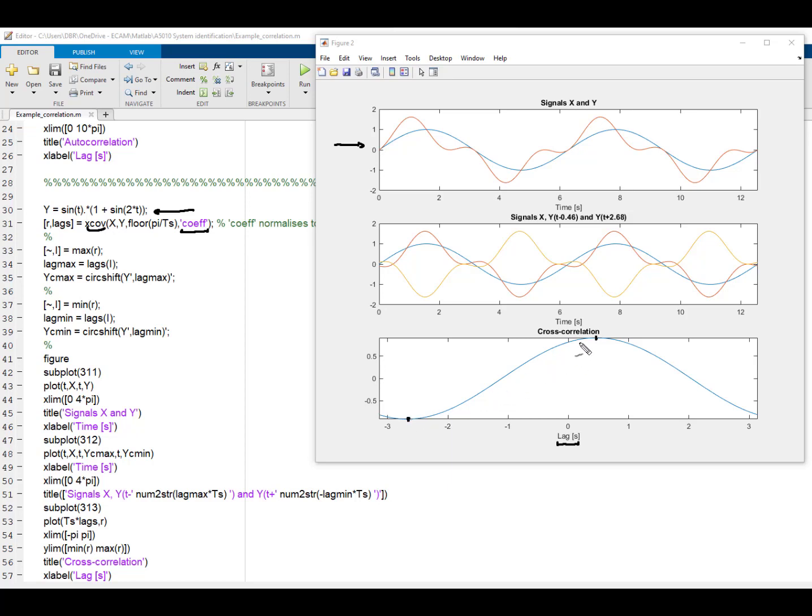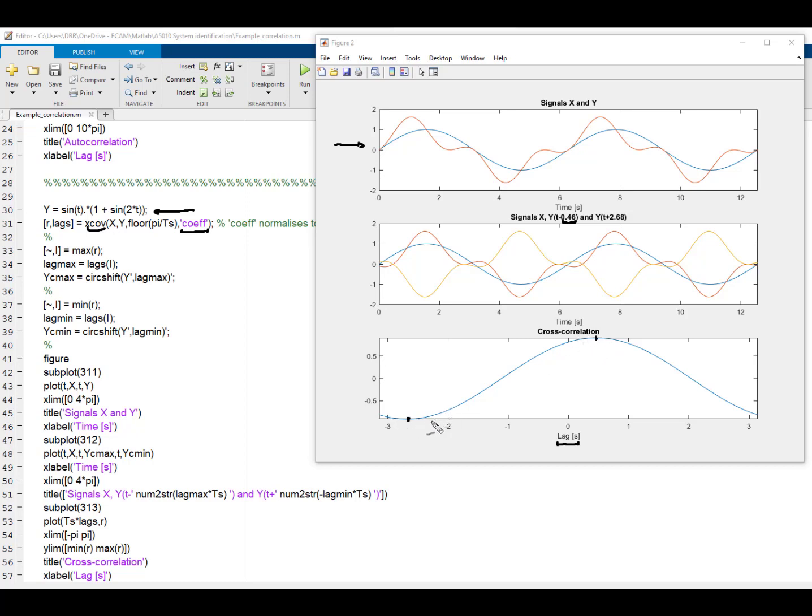Okay, so we see here that if we shift the red signal y to the right by a quantity that must be approximately 0.46, you obtain this signal, and you see that you obtain now the best correlation. So the signal x and the signal y of t minus 0.46 have maximum correlation. You can see this in this cross-correlation function.